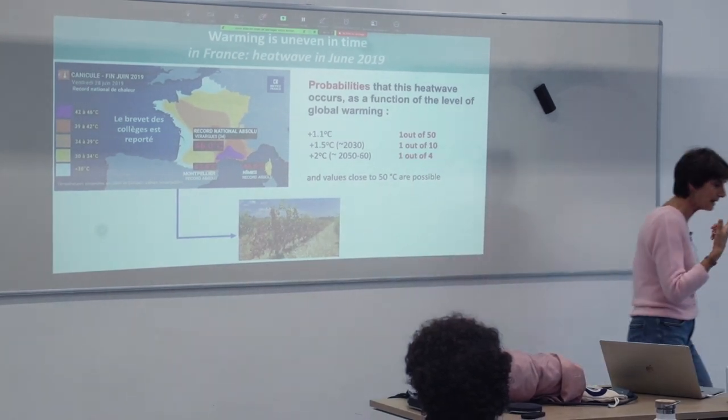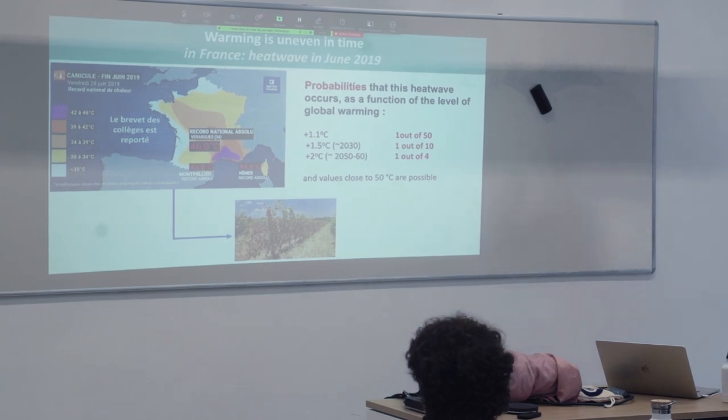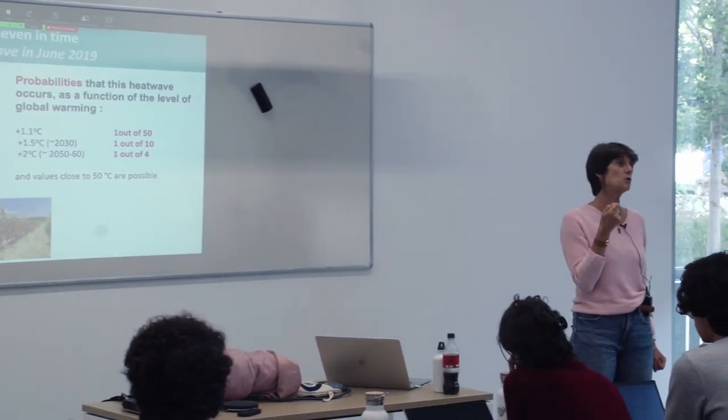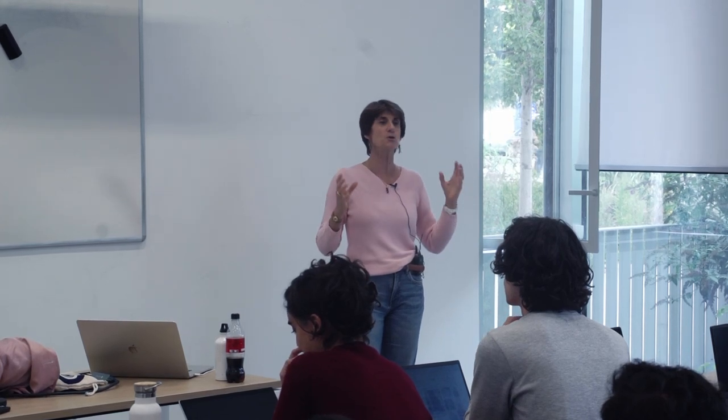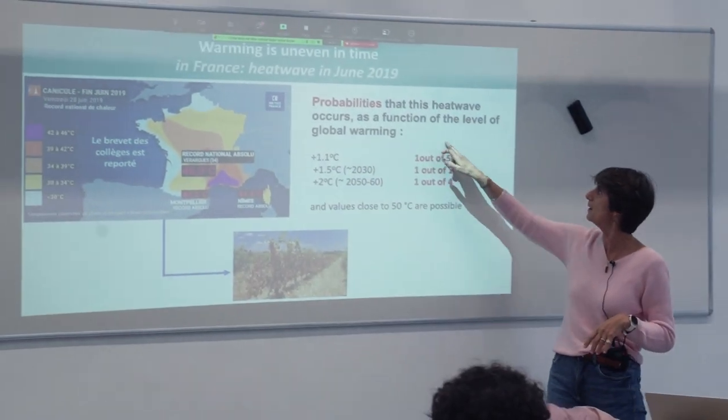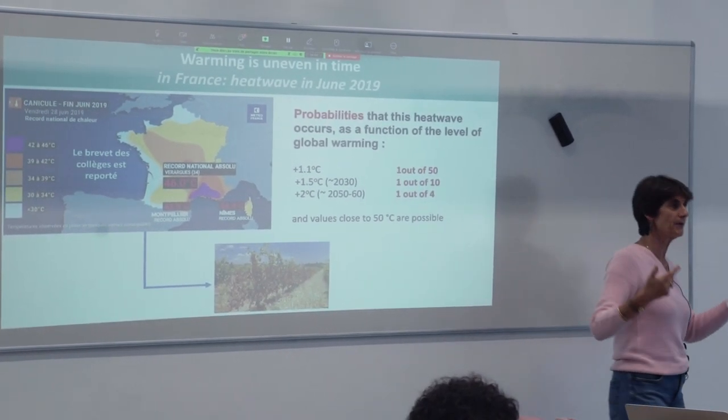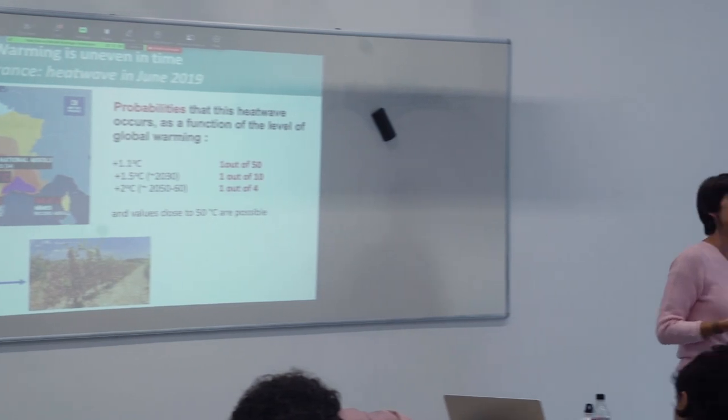And in fact, when you look at whether this heat wave could have happened in what we call a pre-industrial world, so without any warming during those almost 2000 years I showed you before, all the calculations we made show that this heat wave was totally impossible. We would never have experienced such a heat wave if we had not warmed our planet. With 1.1 degrees C of warming, almost where we are now, the probability is 1 out of 50 to have such a heat wave.